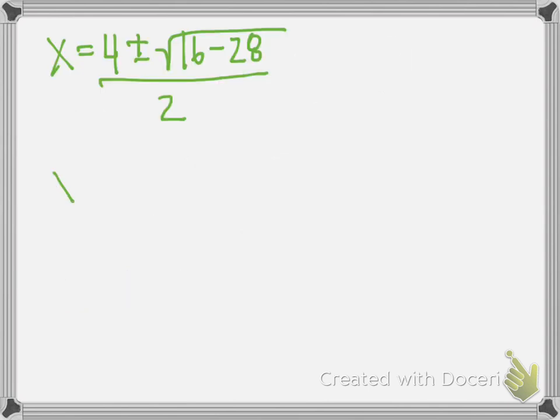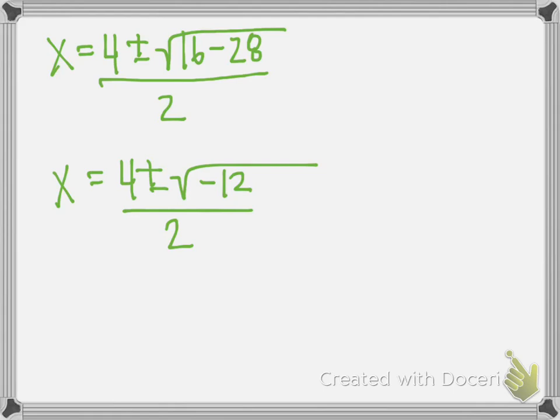Next step, simplify 16 minus 28. So 16 minus 28 is negative 12. Here's how you deal with negative 12. Because a negative underneath the square root can't really happen, this is how we deal with it.